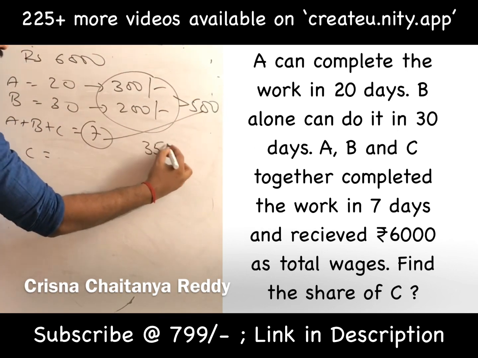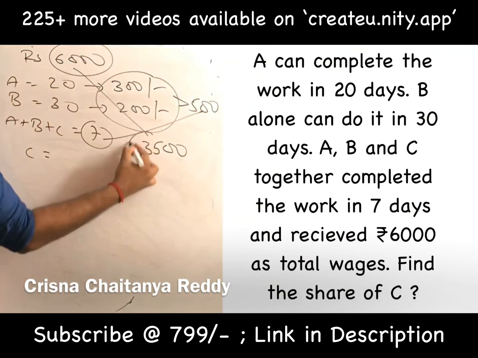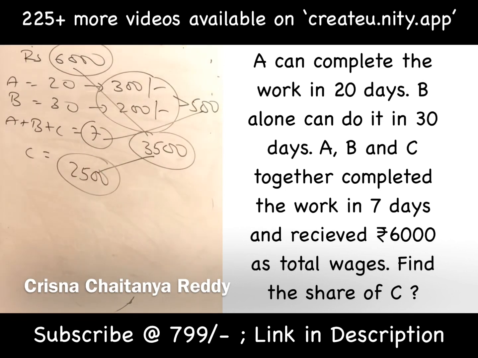That means they have received 3,500 together. Total is 6,000. They have received 3,500. That means C will receive the remaining 2,500. It's as simple as that. There is nothing in it.